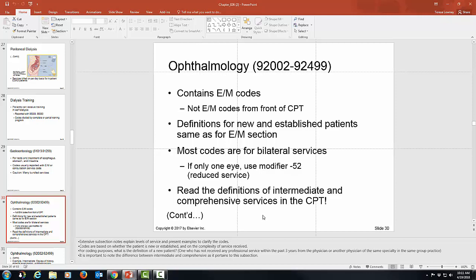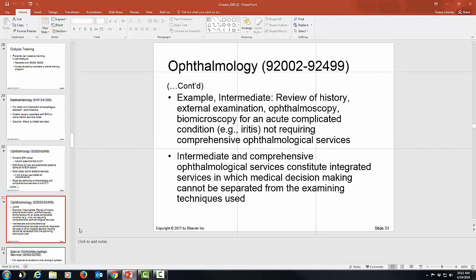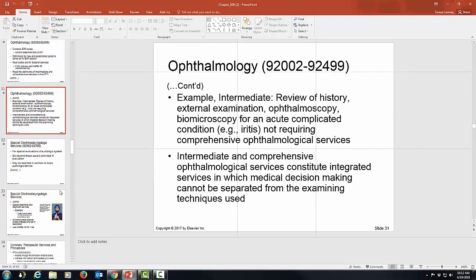Read the definitions of intermediate and comprehensive services to make sure that you know the difference. Okay. Ophthalmology, for example, an intermediate one with the physician would review the history, external examination, ophthalmology scope, biomicroscopy for acute complicated conditions, not required. And so then those are intermediate, and then comprehensive ones have even more medical decision making, which cannot be separated from the techniques that were being used.